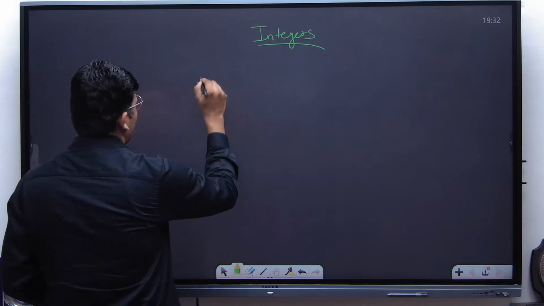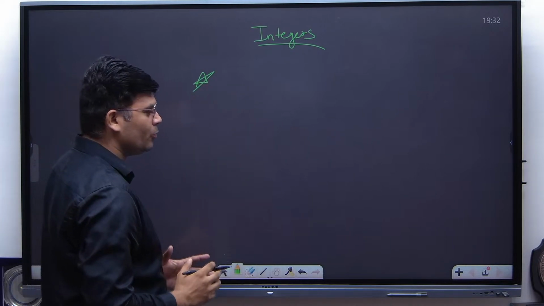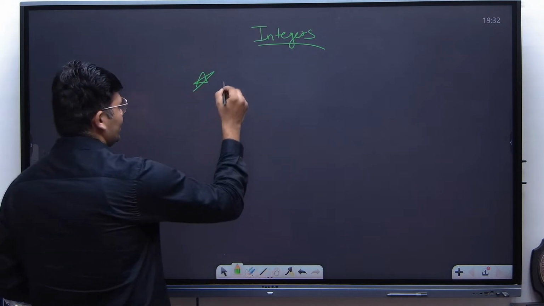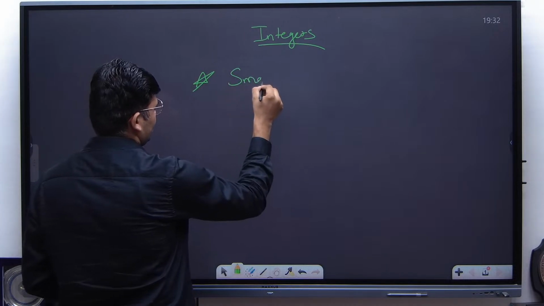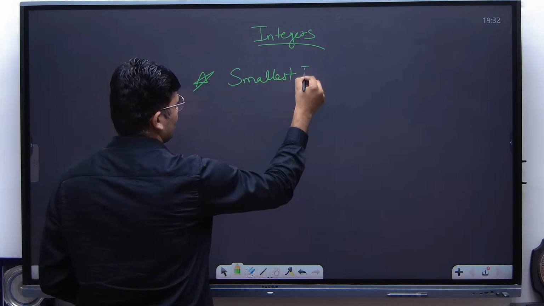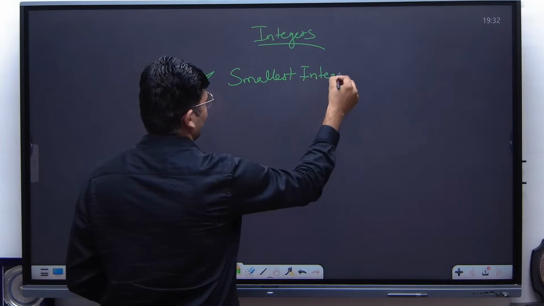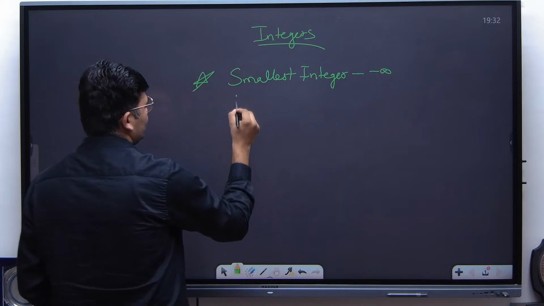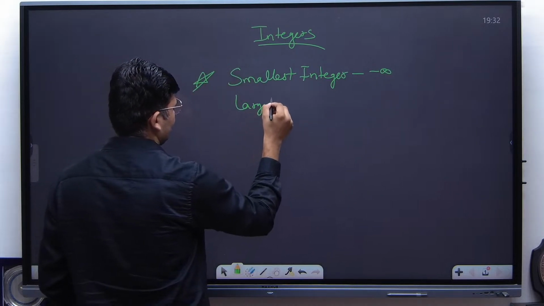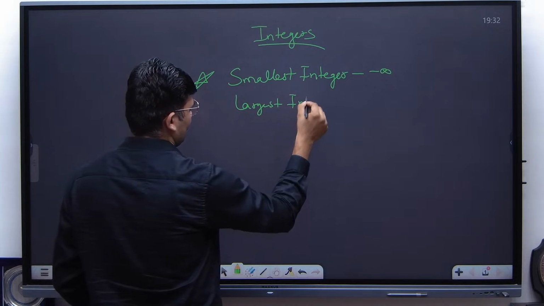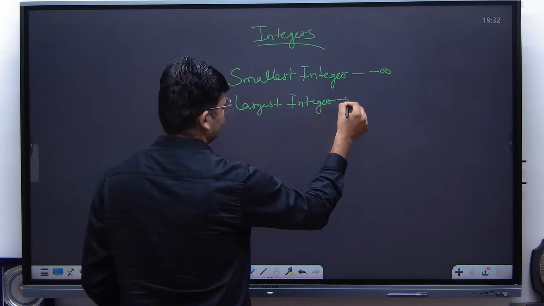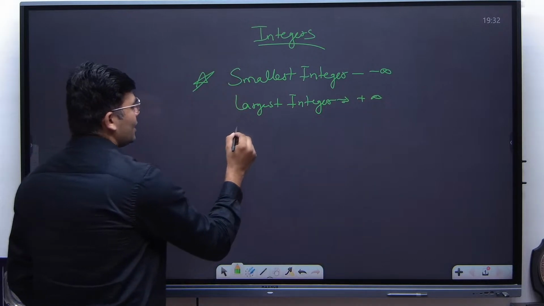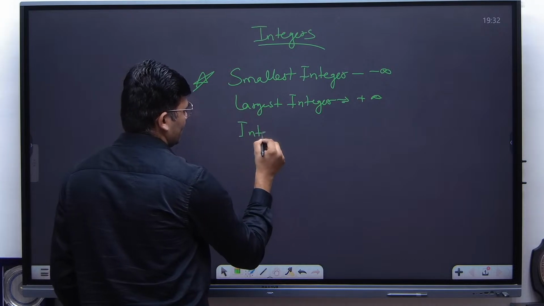So first of all, Ila, I would like to make you understand the important points you should know in integers. What is the smallest integer? Minus infinity. Wonderful, it is negative infinity. What is the largest integer? Infinity. It is plus infinity.